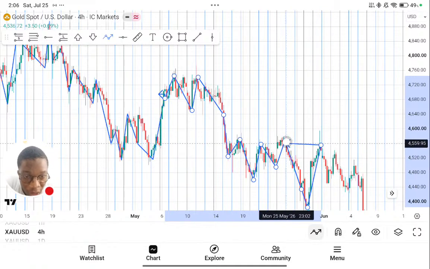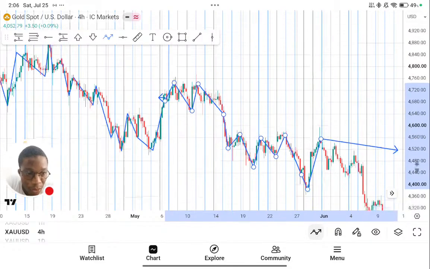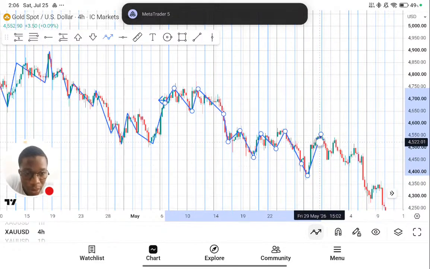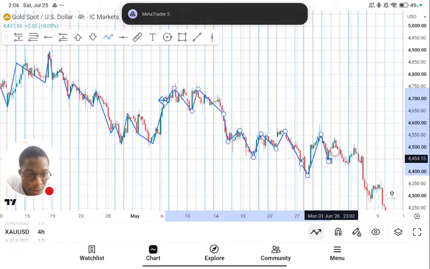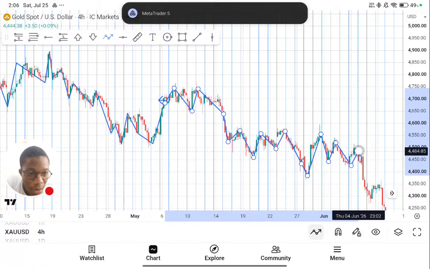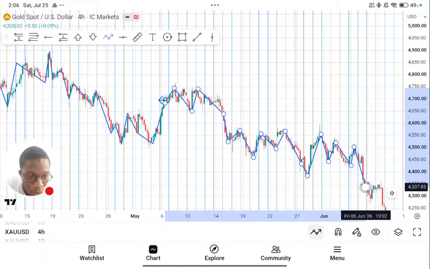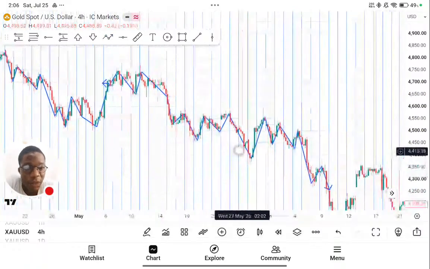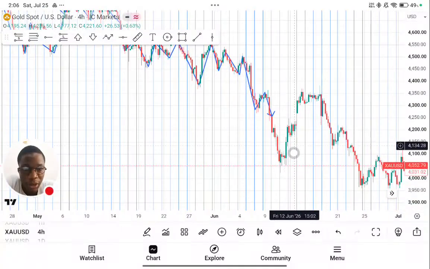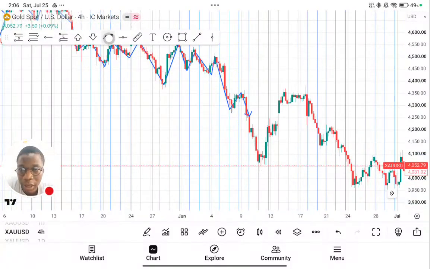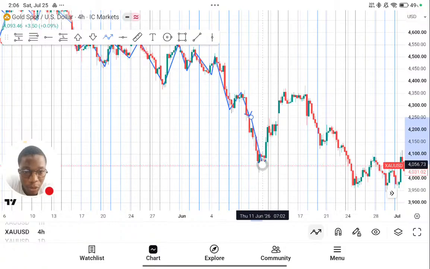Couldn't make a new high either. So then it went on ahead, lower low, right? Lower high. So that's how you go. That's how you read a chart. You could see from here it made a new low, came back, couldn't make a new high, equal high.